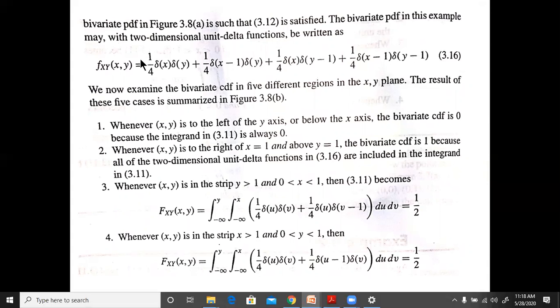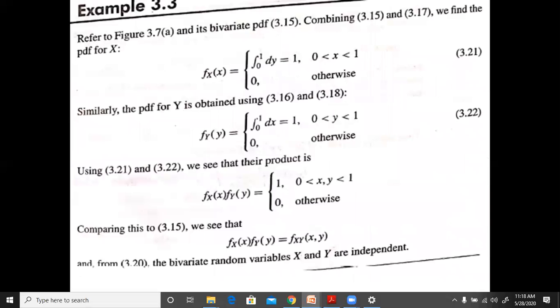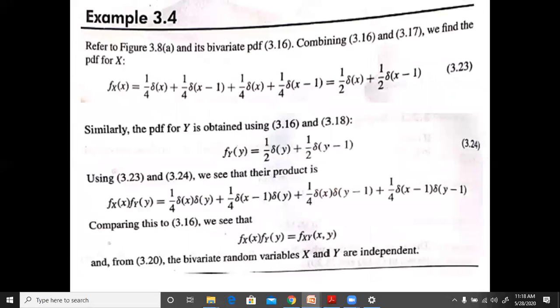So therefore, we are left with 1/4 delta(x) here and 1/4 delta(x) here. Together it will become 1/2 delta(x). Similarly, we are left with 1/4 delta(x minus 1) here and 1/4 delta(x minus 1) here. Together we will have 1/2 delta(x minus 1). Hence, we will get the value, which is something like this: 1/2 delta(x) plus 1/2 delta(x minus 1).